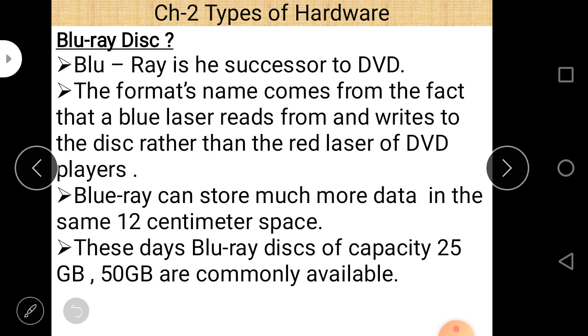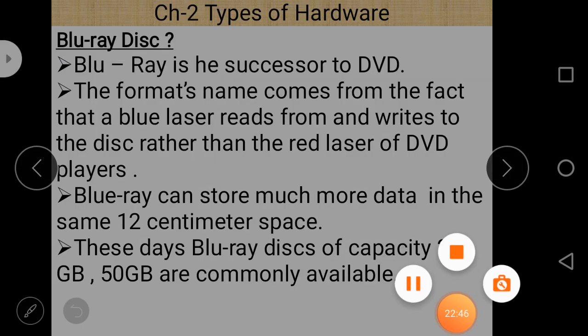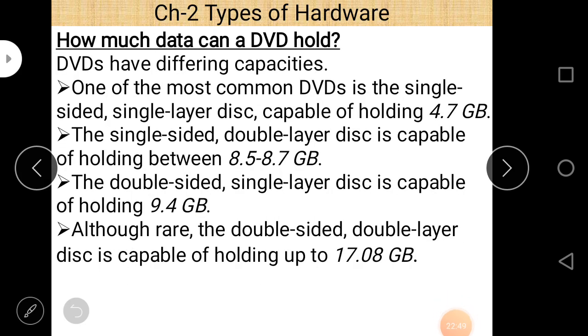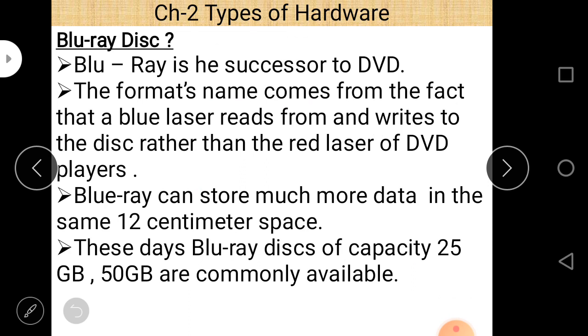Next is the Blu-ray disc. I think now the difference between DVD and CD is quite clear to all of you, and remember the types of DVD here. The Blu-ray disc is the successor to DVD. The format's name comes from the fact that a blue laser reads from and writes to the disc, rather than the red laser of DVD players. Blu-ray can store much more data in the same 12 centimeter space. These days, Blu-ray discs of capacity 25 GB to 50 GB are most commonly available.